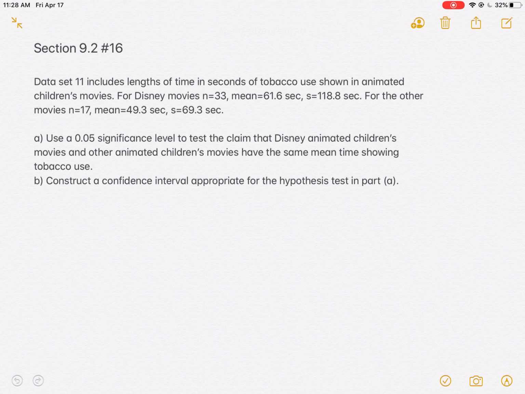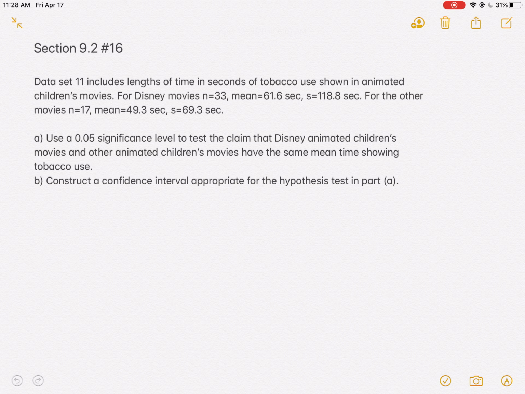All right, this will be our second and final example from 9.2. You'll see that they're all very much the same as you navigate through the different problems here in the 9.2 area. So I chose number 16, and it's dealing with, interestingly enough, tobacco again. And this one's in children's movies.